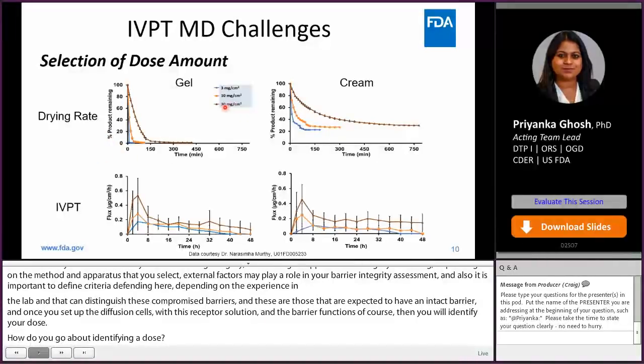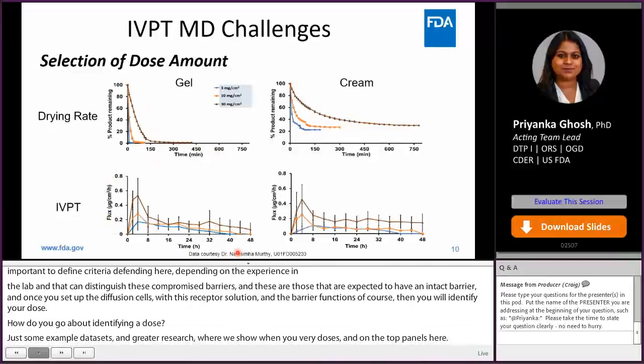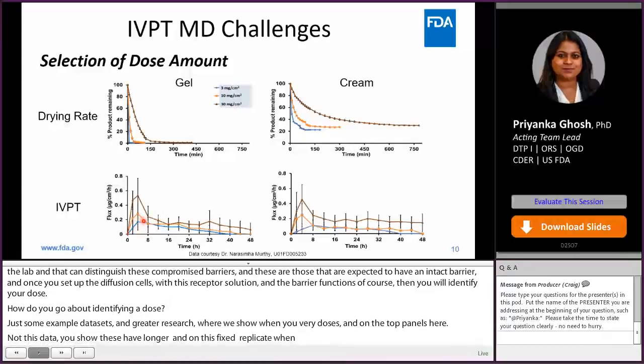This data shows us that the thicker the dose for this gel and cream, the longer it takes for these products to dry. And in this very small IVPT data set with 1 donor and 6 replicates, what this translates into is, when it takes longer for the product to dry, you get a completely different IVPT flux profile for this drug product compared to, say, for example, the 10 milligram per centimeter square dose, which dries much faster and has lower bioavailability.